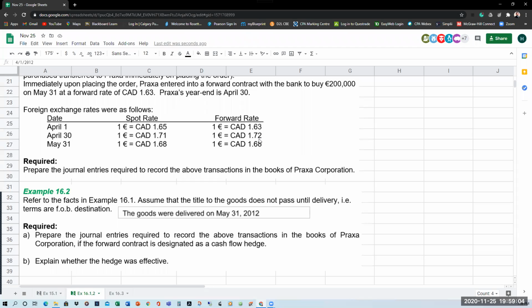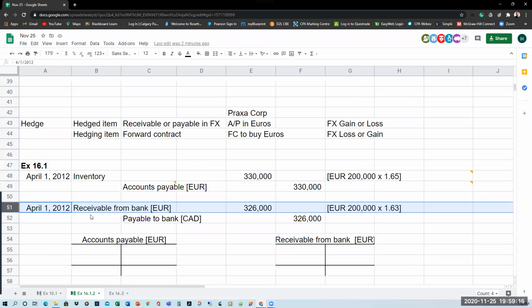Within the market, the direction of the change tends to be the same. So if the spot rate goes up, the forward rate goes up as well. As a result of the forward rate changing, the receivable from the bank in euros will also change. And this is a financial instrument, right? The forward contract is a financial instrument, and financial instruments have to be reported at fair value on the balance sheet.